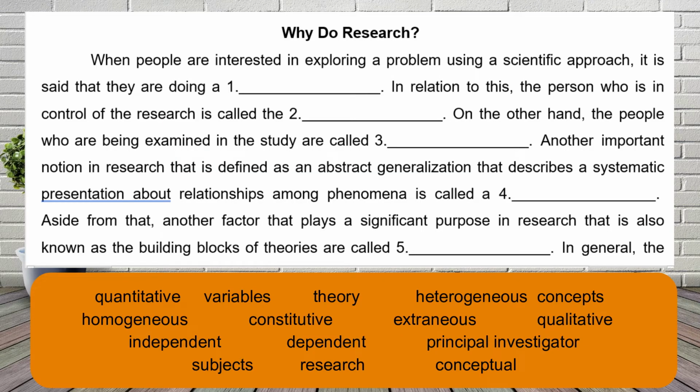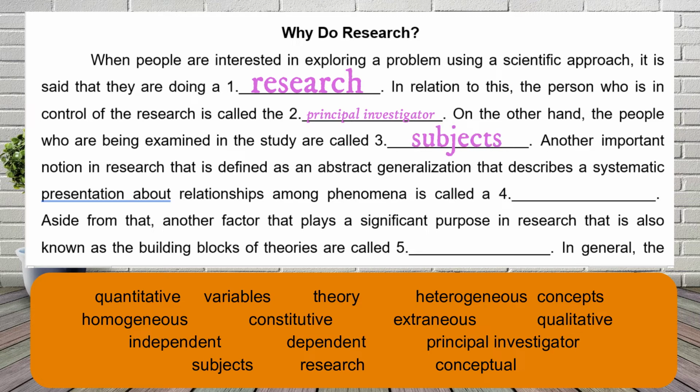When people are interested in exploring a problem using a scientific approach, it is said that they are doing a ___. In relation to this, the person who is in control of the research is called the ___. On the other hand, the people who are being examined in the study are called ___.